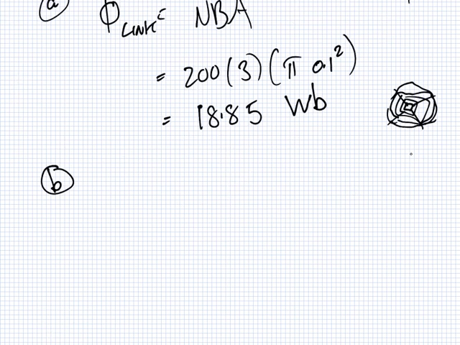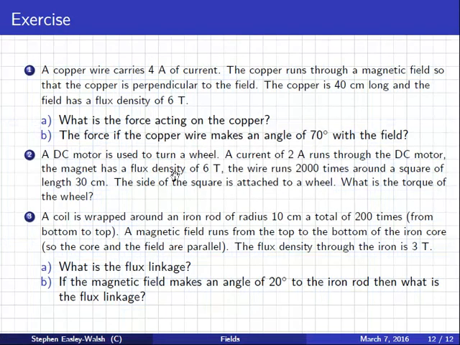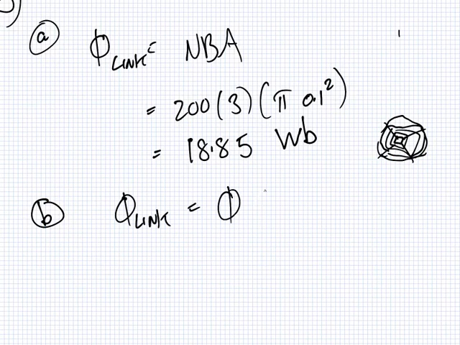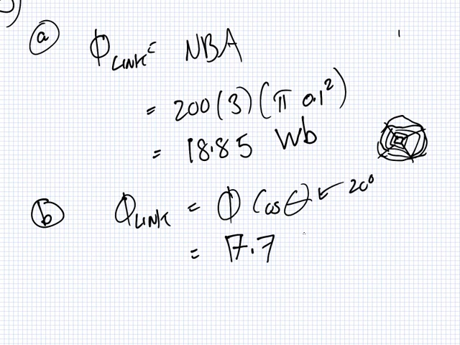Right, B. Okay, Fuan, what's different in B? So what answer do you get? 17.7. And the unit? Weber. Good, good, good.